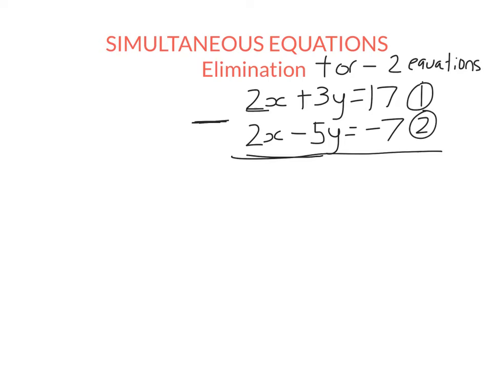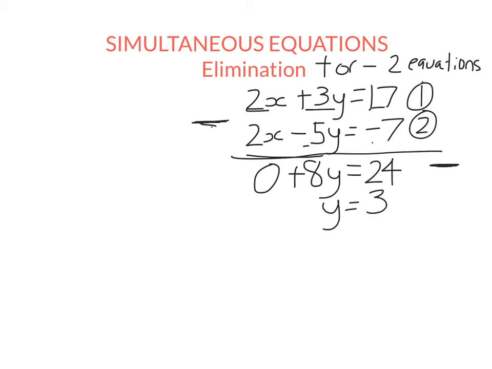2x minus 2x is 0. 3y minus 5y, you've got to be careful about that, becomes positive 8y. Equal sign under equal sign, and I go 17 minus 7 equals positive 24. By subtracting the two equations, I've got a really easy equation to solve. 8y equals 24. Then I divide each side by 8. I get y equals 3.